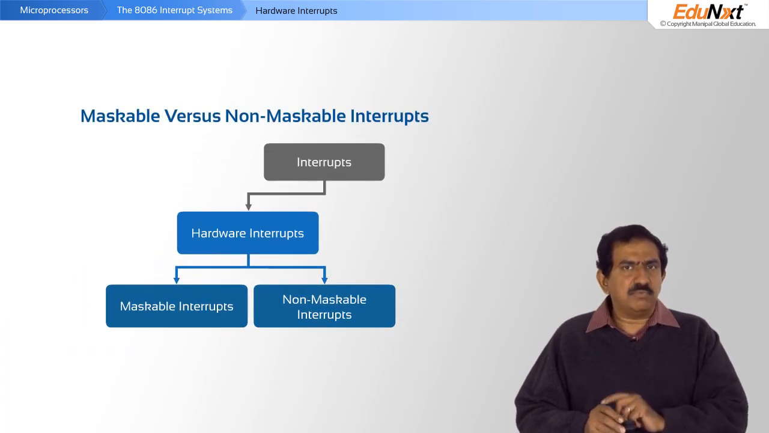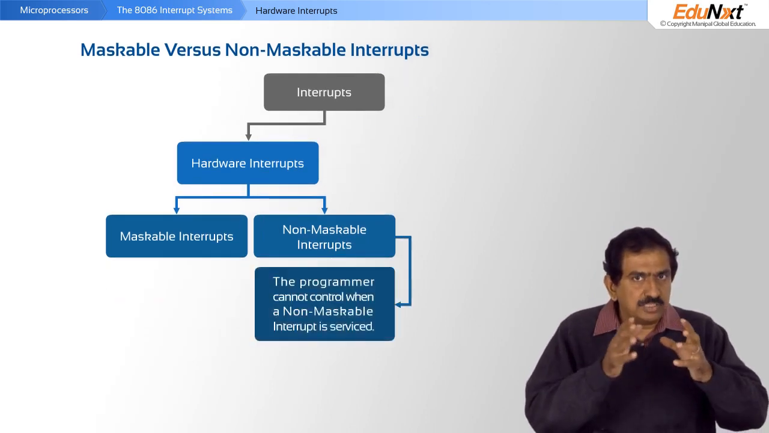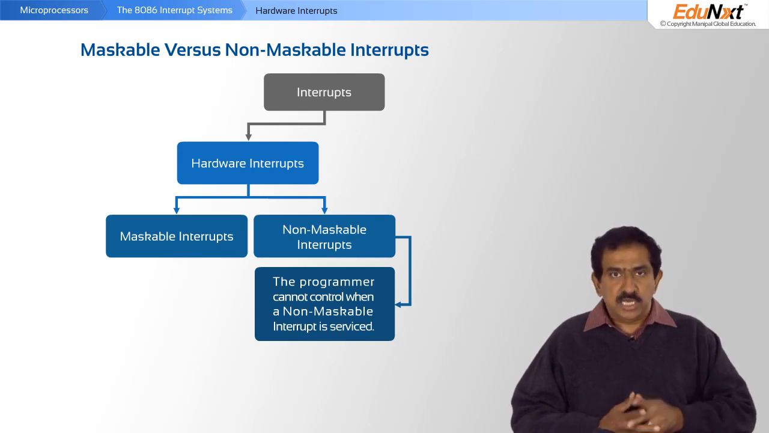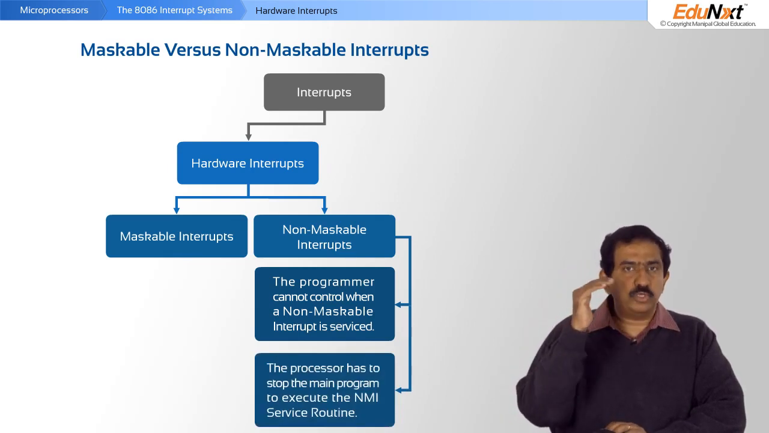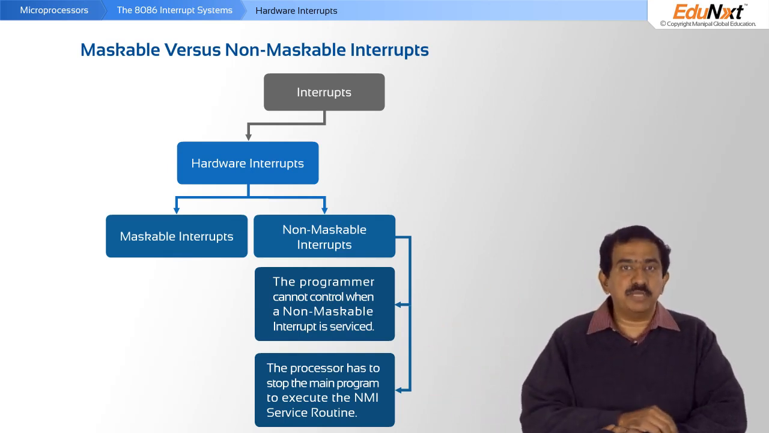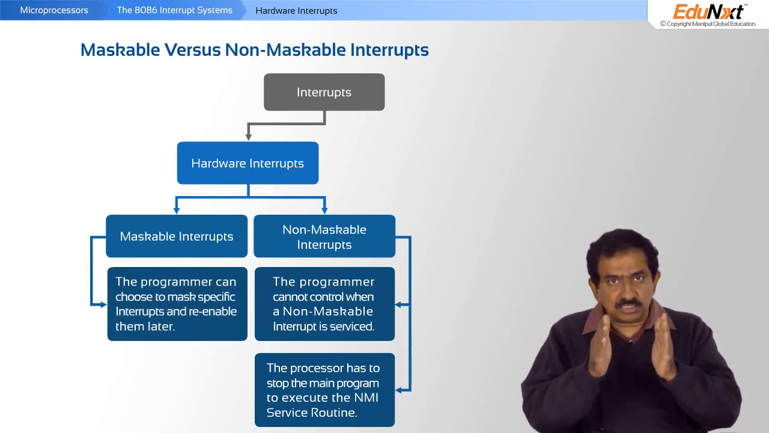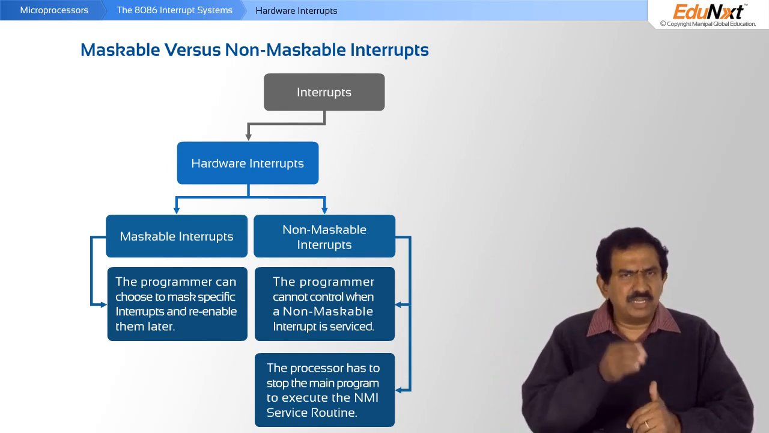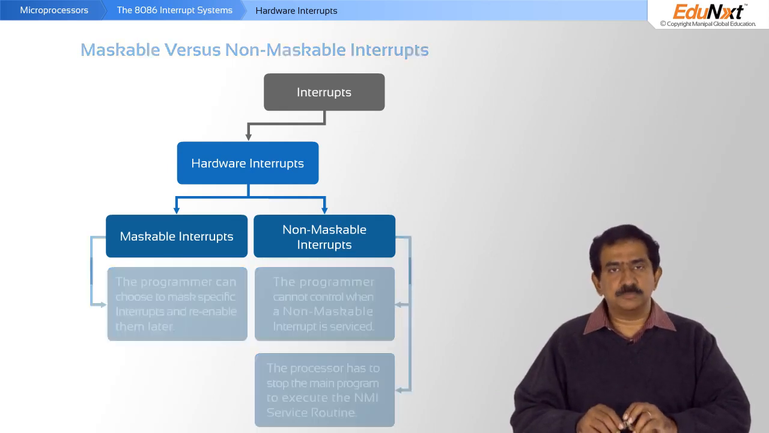So what is the difference between the maskable and the non-maskable interrupt? As the name suggests, you as a programmer cannot control when a non-maskable interrupt is serviced. As soon as a non-maskable interrupt occurs, the processor has to stop doing what it is doing, execute the NMI service routine, and come back to the main program. In the case of the maskable interrupt, you as a programmer can choose to mask specific interrupt inputs and re-enable them when you want to. I will give you examples of when to use maskable interrupts and when to use non-maskable interrupts.